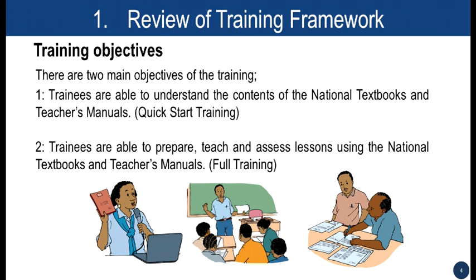There are four main objectives of the training. Number 1, trainees are able to understand the content of the national textbooks and teachers' manuals for quick start training. Secondly, trainees are able to prepare, teach, and assess lessons using national textbooks and teachers' manuals. This will be done during full training.